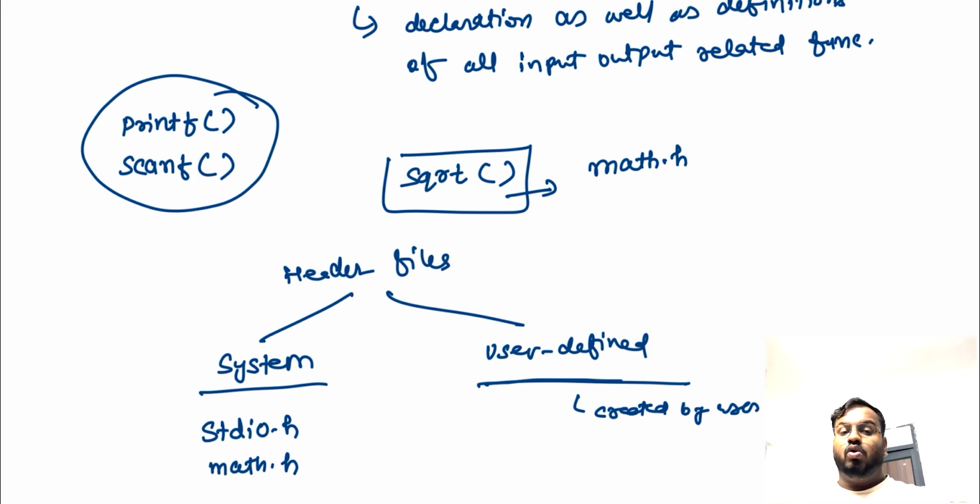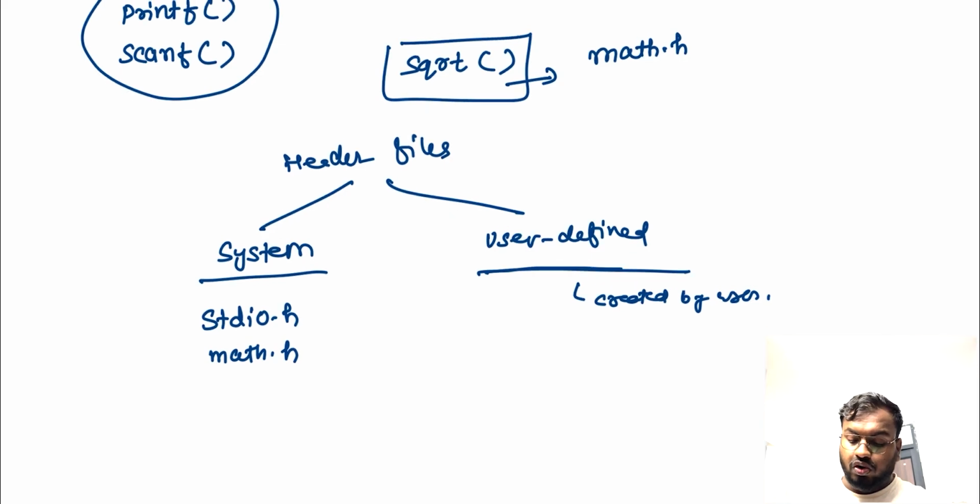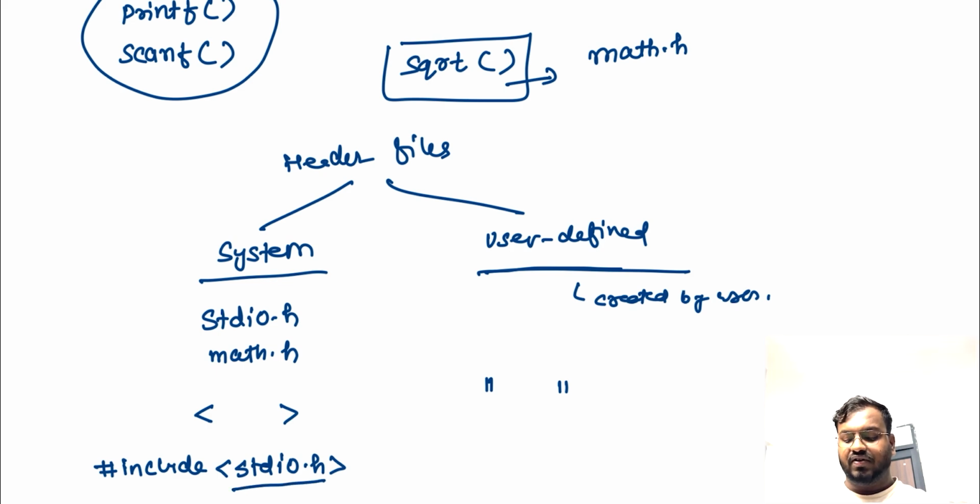So if you want to attach your own header file and if you want to attach a system header file, then there is a little bit of difference in the syntax. If you want to include a system header file, then you will have to use angular brackets. And if you want to include any user defined header file, then you will have to write it inside double quotes. For example, let's suppose #include stdio.h. This is a system header file, so this is included with the help of angular brackets.